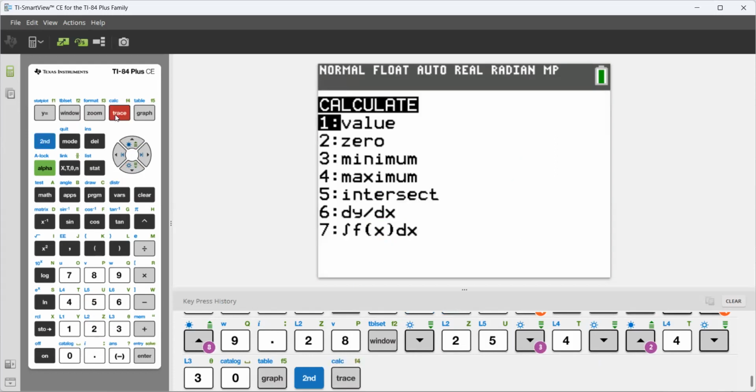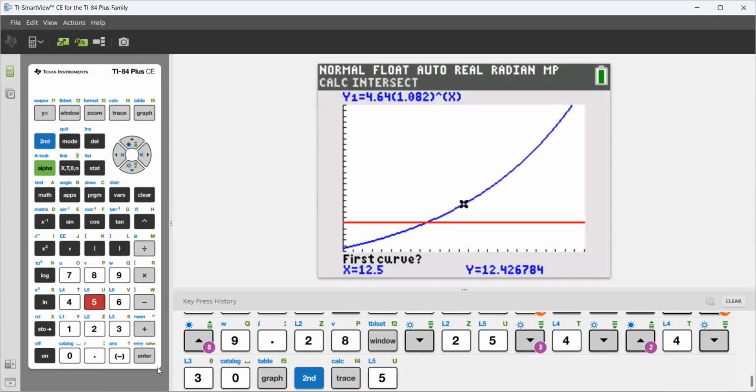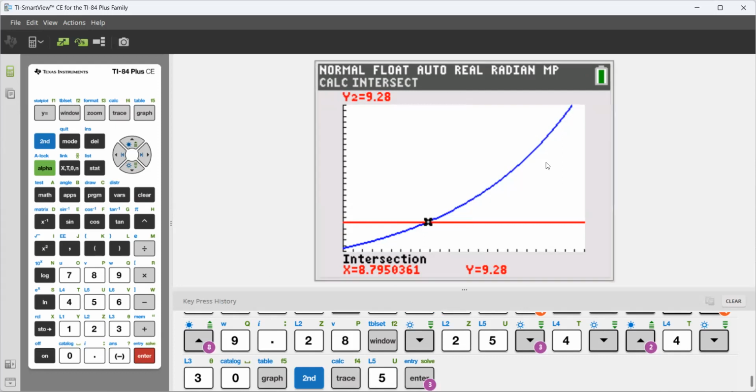Second, trace, 5. These are small numbers, so I'm not worried about doing what I did initially where I divide. So in the end, you have 8.79, which is 8.8. So it would take about 8.8 years, or approximately 9 years, for this investment to double.